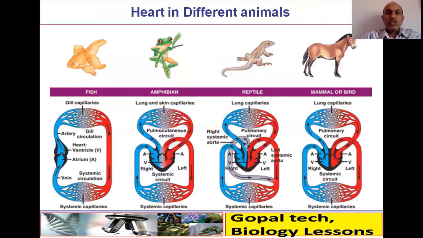Now, if you see different animals and their hearts, see fish, a 2-chamber heart is there. Okay, ventricle and atrium. Amphibians, 3-chamber, 2 atria, 1 ventricle. Reptiles have a 3-chamber, an incomplete 4-chamber, except, okay, that is the crocodile. And mammals and birds have a 4-chamber heart.